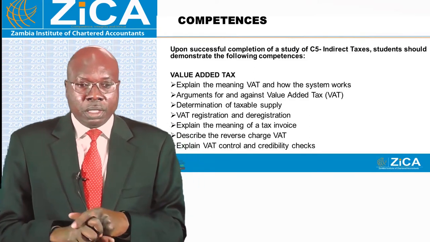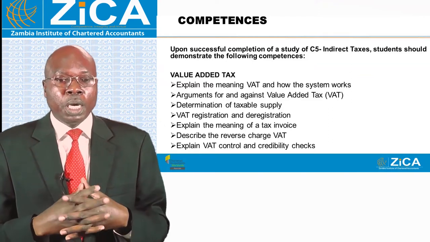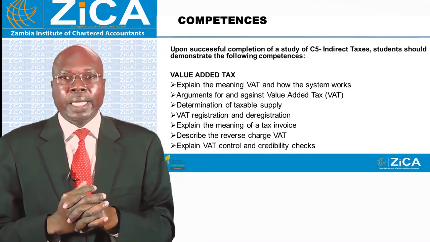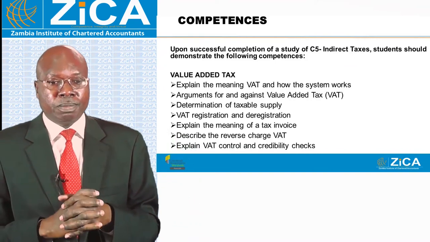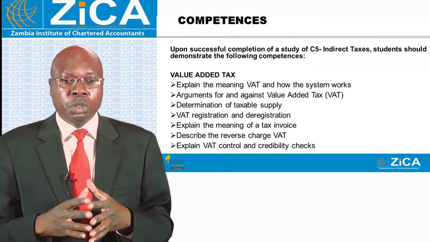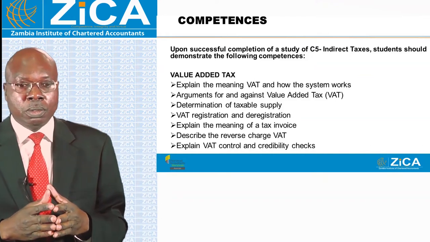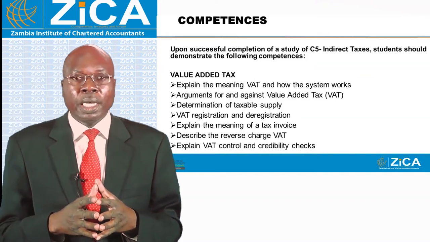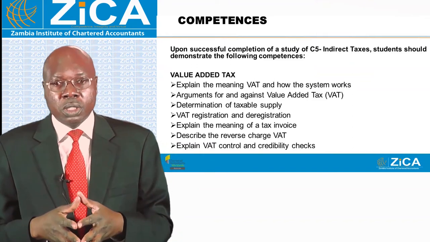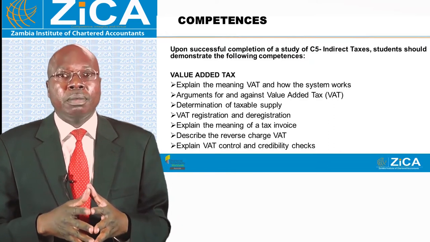The third point about VAT, which students need to be aware of, is that they should be able to determine the taxable supply of goods and services. It's so amazing sometimes to find that students can't even define what a taxable supply is all about. But it's simple: a taxable supply is a sale of goods and services by a taxable supplier.